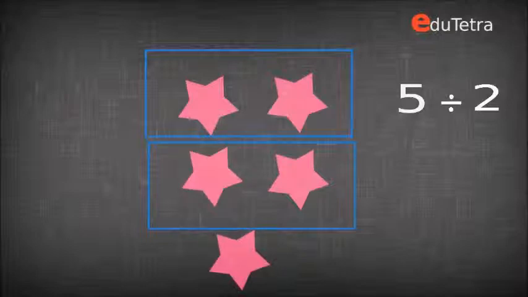So 5 divided by 2 is 2. And we have 1 star left. Let us now give formal terms to denote these. The total groups we could make is known as quotient. And the left out ones is termed remainder. Hope you have now understood the concept behind division.